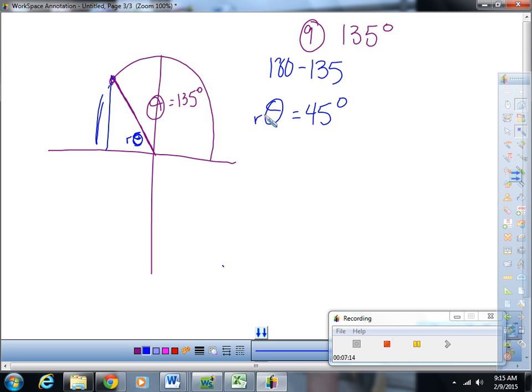Make sure your answers make sense for these. And if they don't, ask for help or adjust what you're subtracting. This is not a rule. You don't always do 180 minus the reference angle. It kind of depends on how many times it rotates.